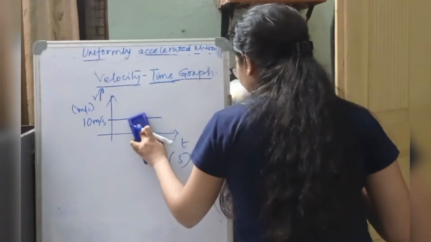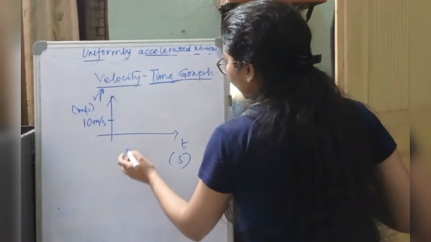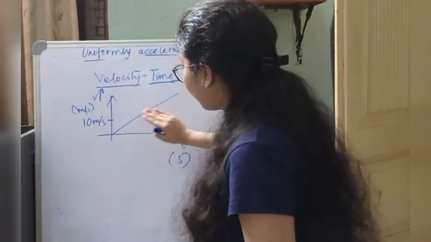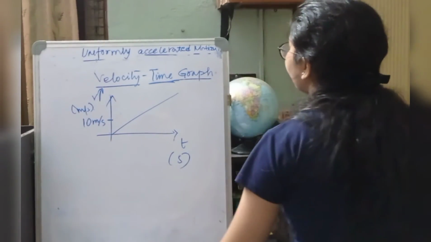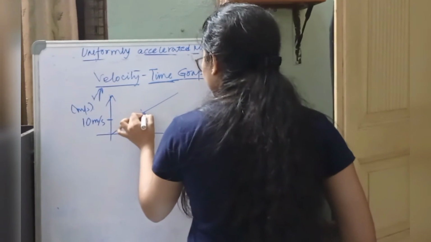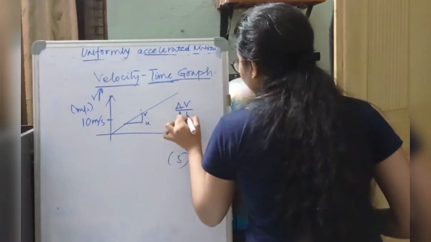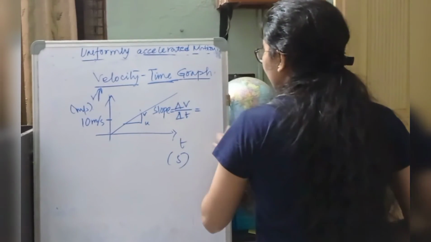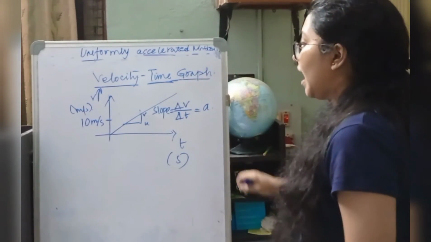But if it is asked to plot a uniform acceleration, then it will be of this type, that is the velocity is increasing but in a uniform fashion. Same goes for decreasing in a uniform fashion. If I see this point as v and this point as u, then del v by del t, which is the slope of this graph, gives me the acceleration. So the slope of the Vt graph can give me the acceleration.